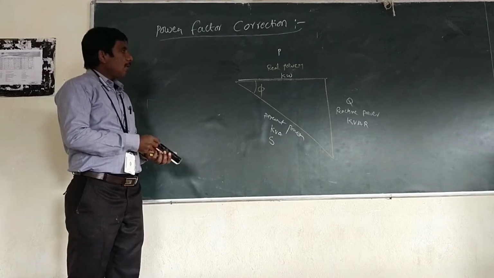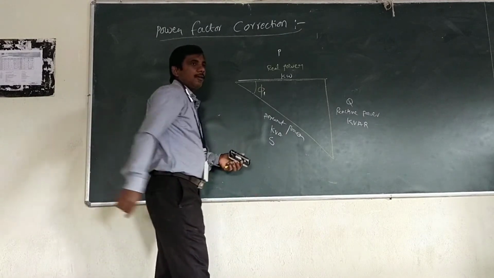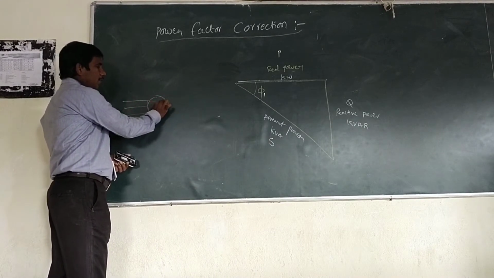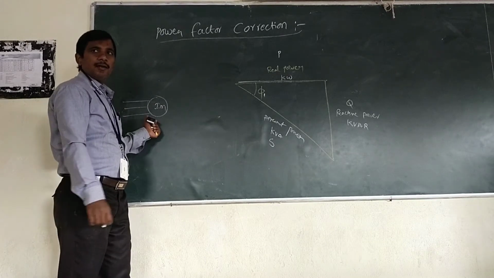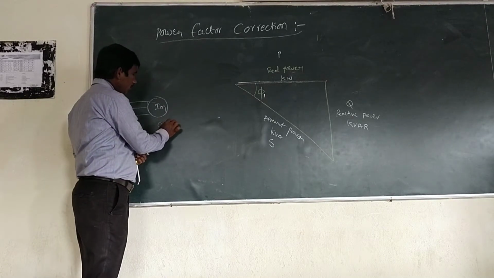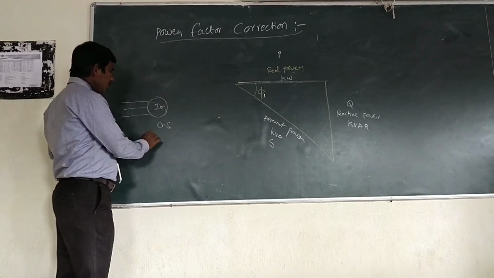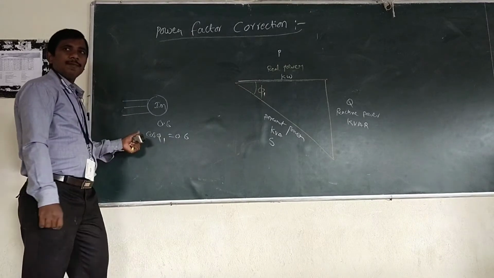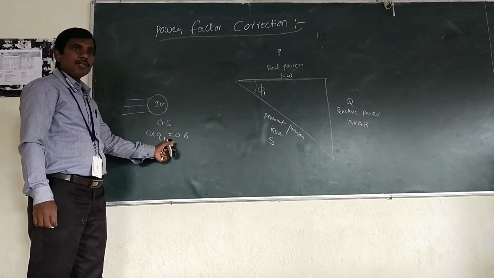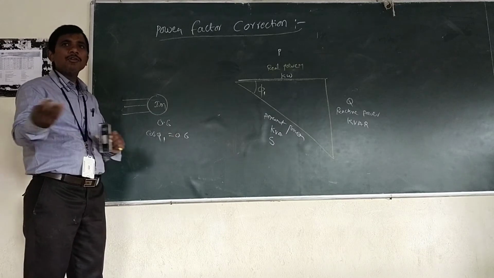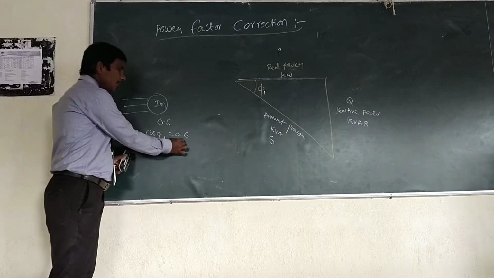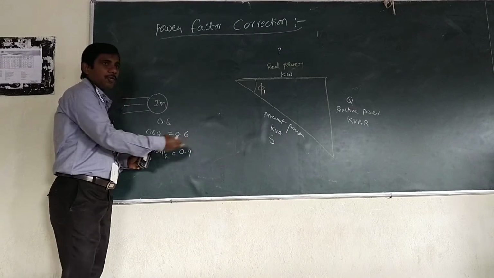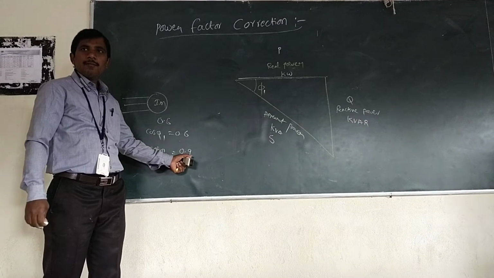Assume that one induction motor is running, whatever its rating. The initial power factor of the motor is 0.6, so cos phi 1 equals 0.6. We want to improve the power factor from 0.6 to 0.9. Assume the final power factor we want is 0.9.